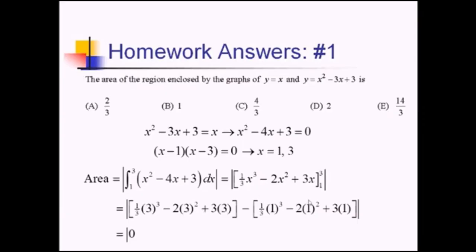And then for this next one, this is going to be 1/3 minus 2 plus 3. Well, minus 2 plus 3, that's going to be a total of 1 over there. So this is 1/3 plus 1, and we're subtracting it. So this all comes out to negative 4/3. And the absolute value of all that's just going to be positive 4/3, which gives us choice C.